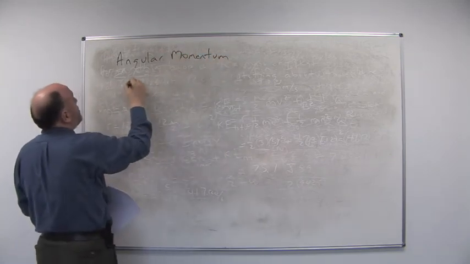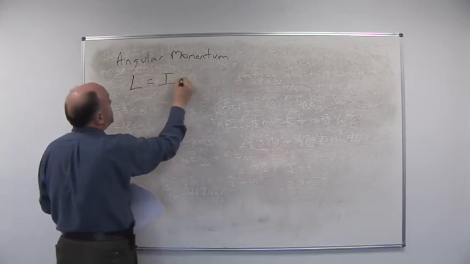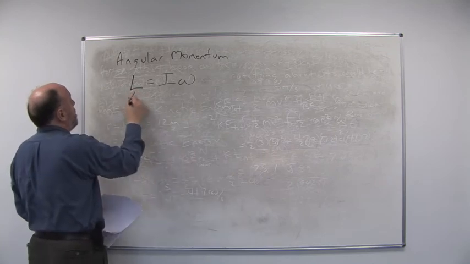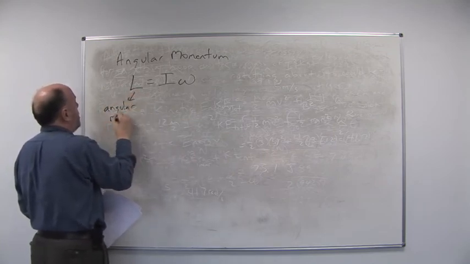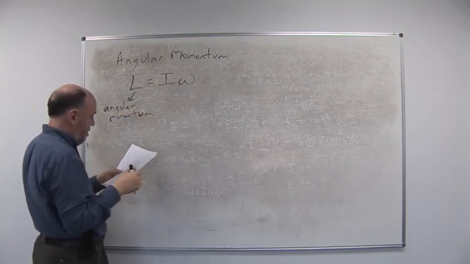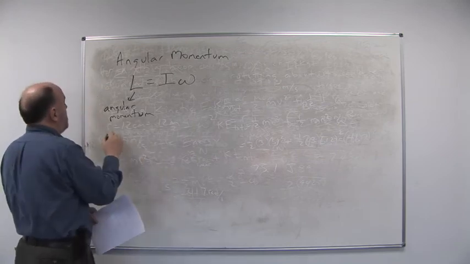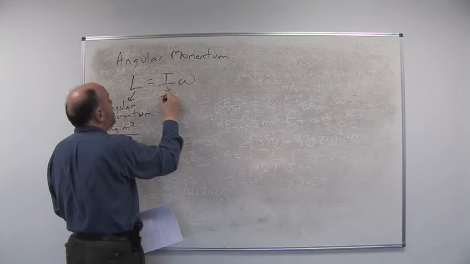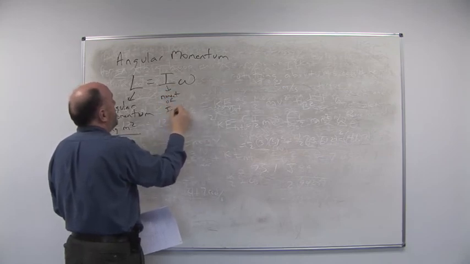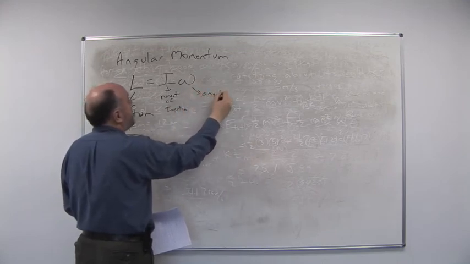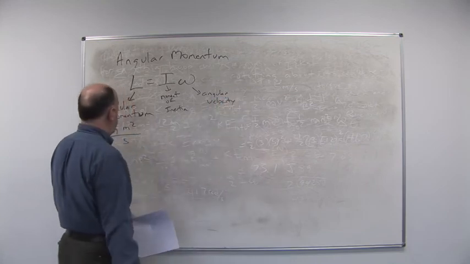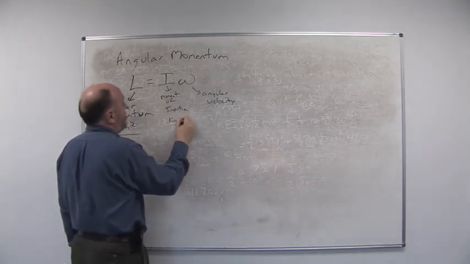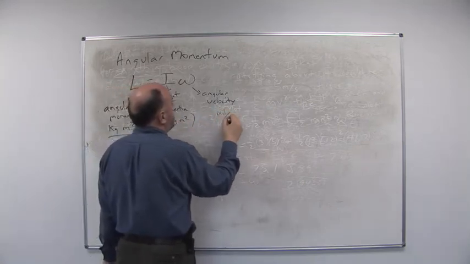And so angular momentum, and the symbol for that is L, is given by the moment of inertia times the angular velocity. So this is the angular momentum, which will be in terms of kilogram meter squared per second. I is the moment of inertia. Again, that is dependent upon the object. And then this is the angular velocity. So this is in terms of kilograms meters squared, and this would be in terms of radians per second. Okay.